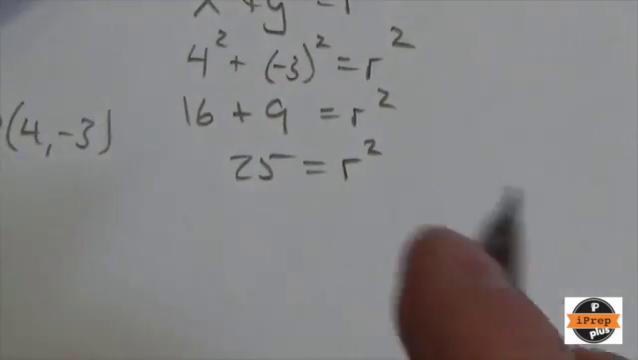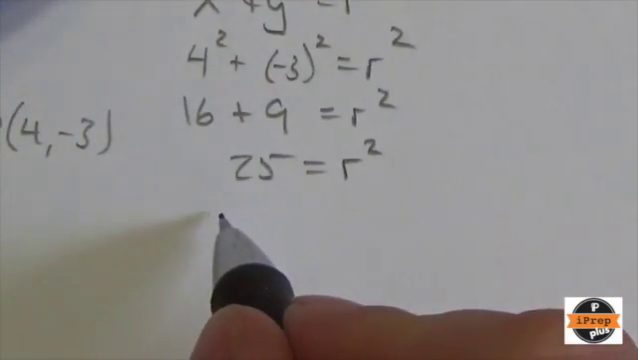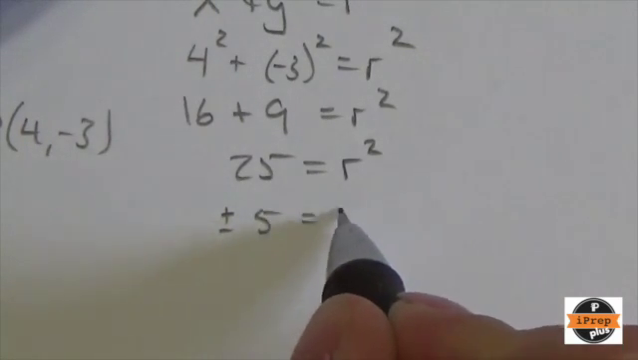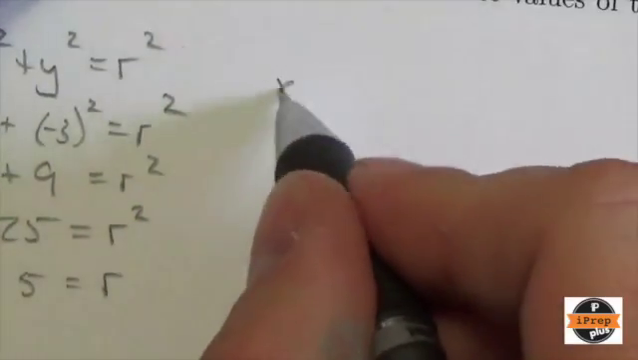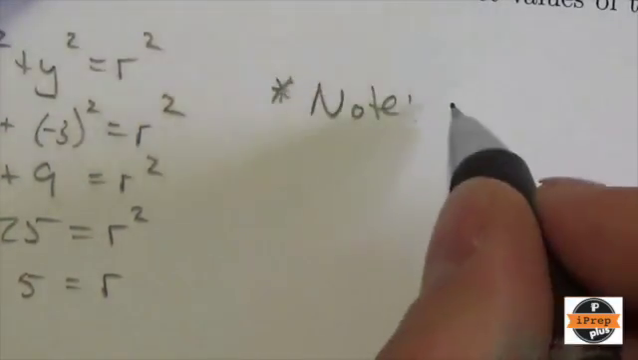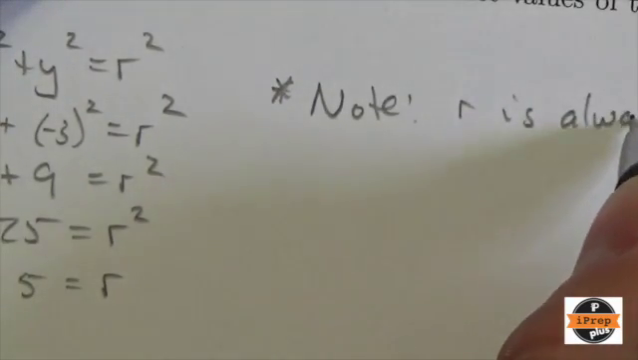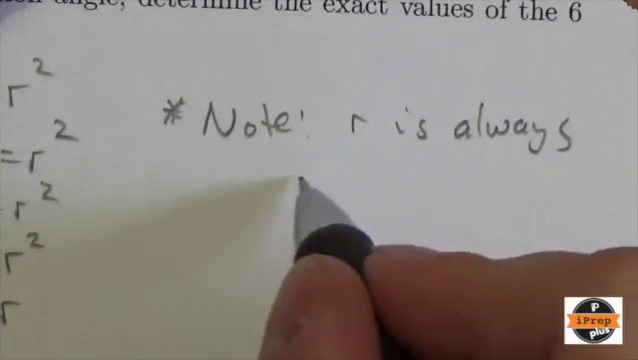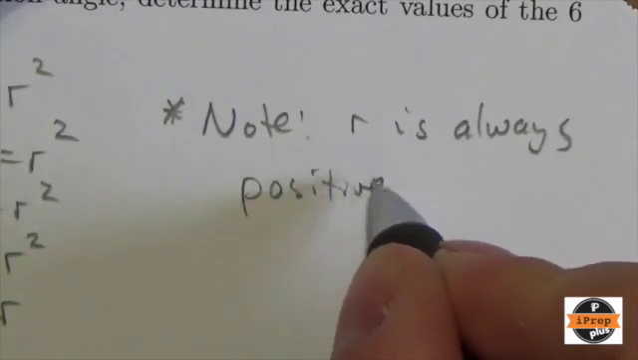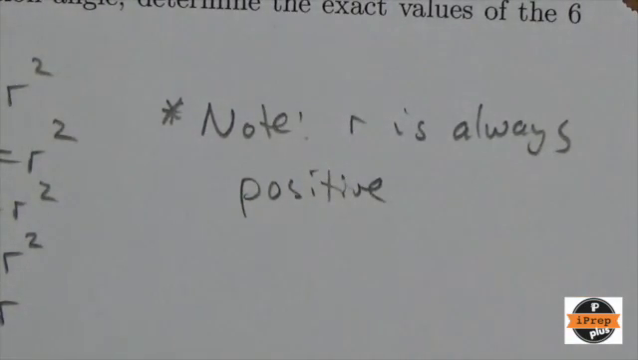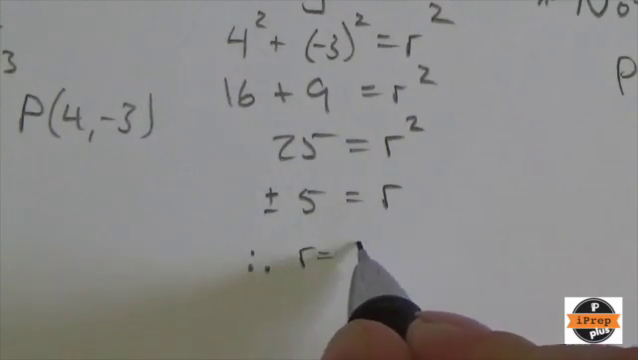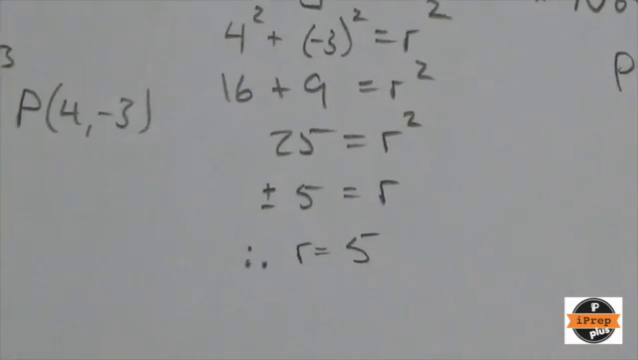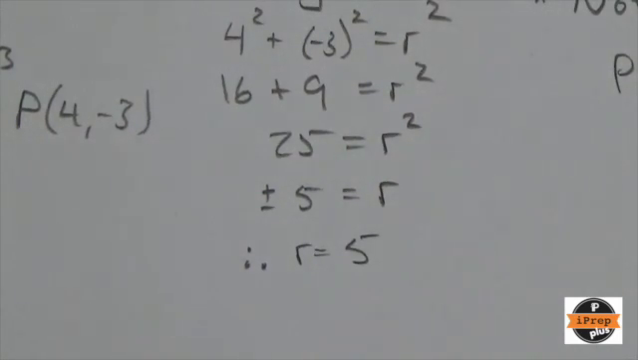So 25 is equal to r squared. And I'll take the square root of both sides here. And normally in a situation like this, you would get r is equal to ±5. But, okay, little note here. Note that r is always positive. Okay, there's no nice positive negative orientation for r, so we just always consider it positive. So that means therefore, we're only going to take the positive value for that. So r is 5. Now we've got everything we need to answer these questions.